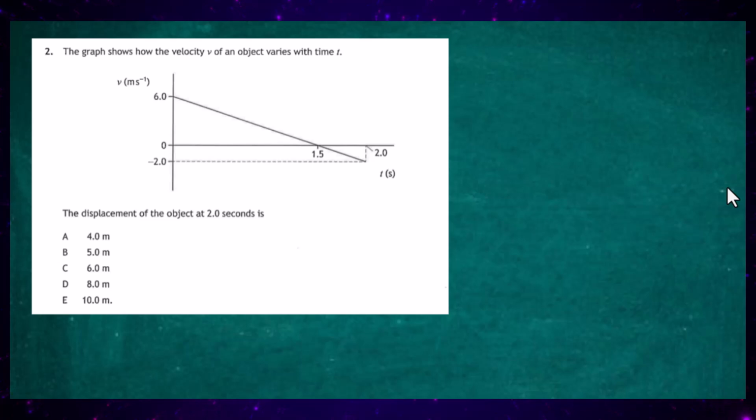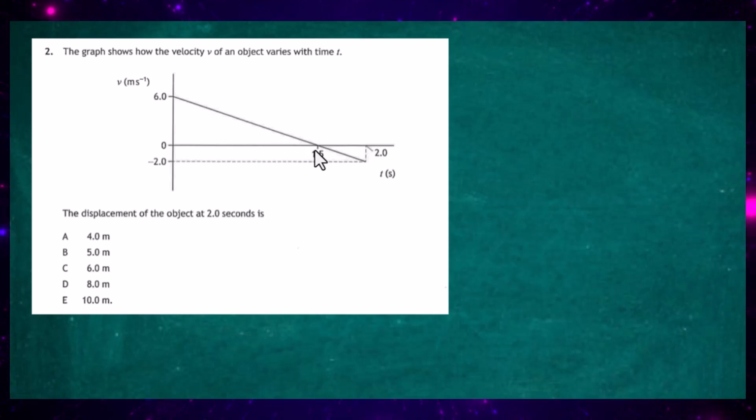Question 2. The graph shows how the velocity v of an object varies with time, and you're shown the graph there. Our job is to find the displacement of the object at 2.0 seconds. Now, if we look at the graph, we can see that the velocity is decreasing from 6 meters per second until it gets to 0.